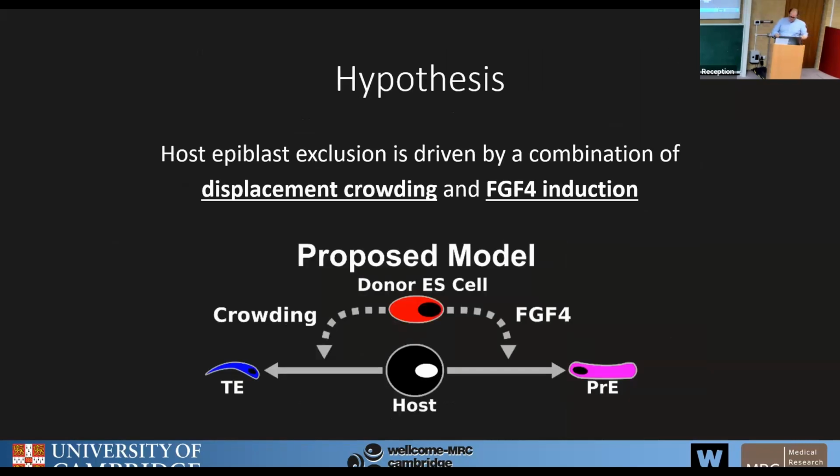So the hypothesis that I put forward is that host epiblast exclusion is driven by a combination of displacement crowding during the first fate specification, where donor ES cells push the host cells to the outside, and FGF induction during the second fate specification, where they are bringing in additional levels of FGF to push any host cells that have made it to the ICM stage towards the primitive endoderm identity.